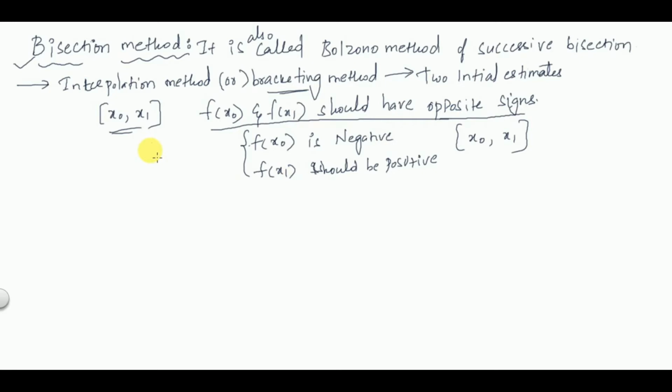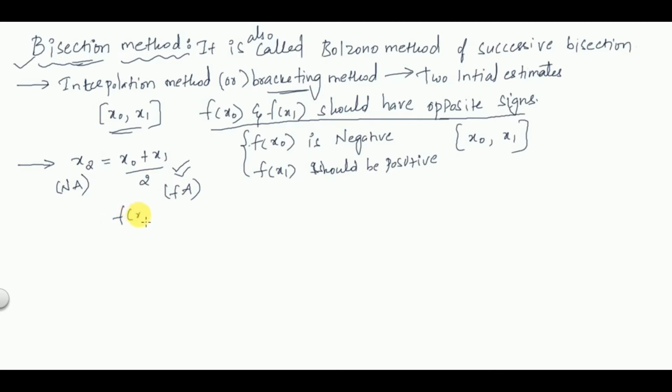Now we have considered the initial estimates, and the successive approximation formula using the bisection method is given by the next approximation, x0 plus x1 by 2. That means we are taking the bisecting value of the two initial estimates. That is why this method is called the bisection method. So x2 is equal to x0 plus x1 by 2. This is your first approximation.